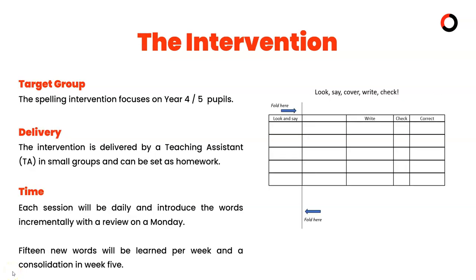The intervention. The spelling intervention focuses on Year 4-5 pupils. It's delivered by a teaching assistant in small groups and be set as homework. Each session will be daily and introduce the words incrementally with a review on a Monday, and 15 new words will be learned a week with the consolidation in week 5.